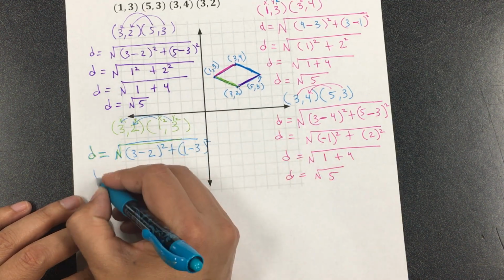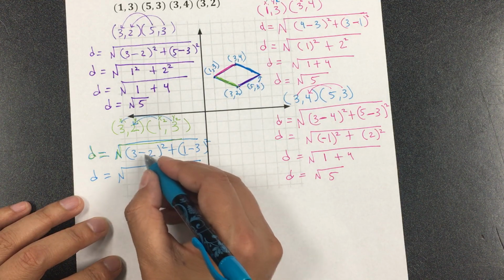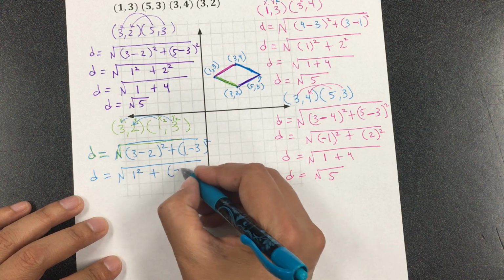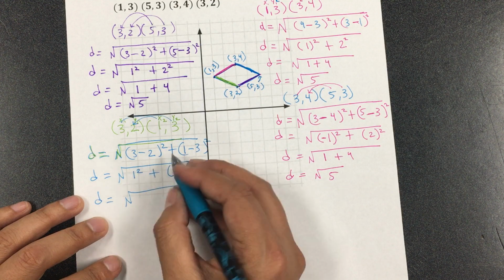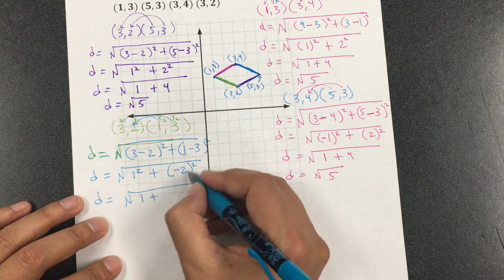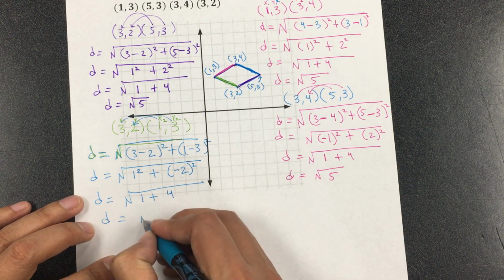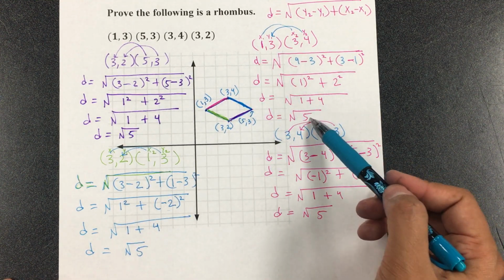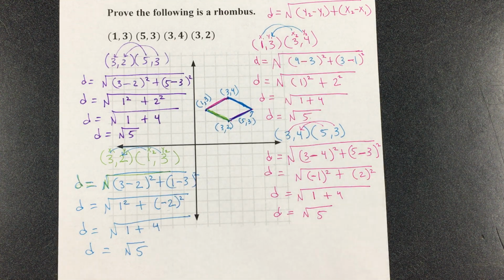So the distance is equal to the square root of 3 minus 2 is 1 squared. 1 minus 3 is negative 2 squared. And here, 1 times 1 is 1. And here, negative 2 times negative 2 is positive 4. And so the distance is equal to the square root of 5. So you can see that for all of them, the answer is square root of 5. And so, guess what? It is a rhombus.